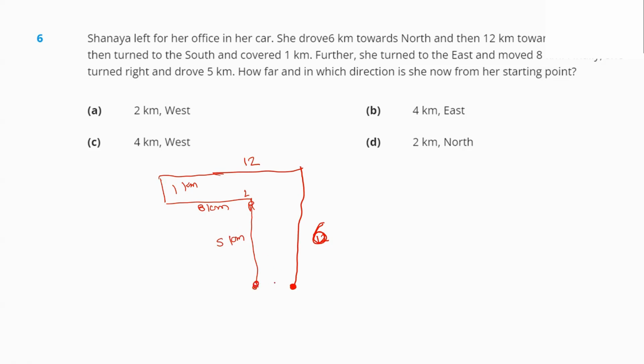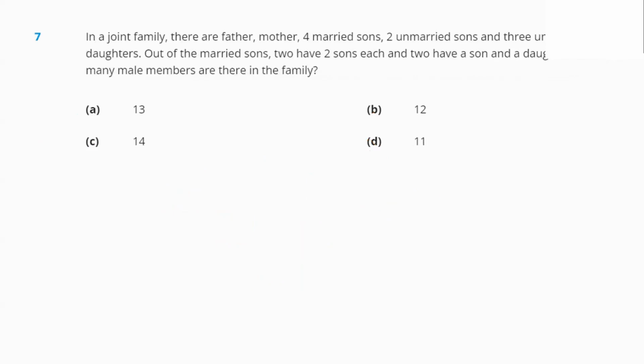So this direction is basically west. So these two options get cancelled. We have two options left. So if we see, this is 12 kilometers minus 8 kilometers, we'll get this distance. So 12 minus 8, we get 4. So our answer is C. Moving on to the 7th question.